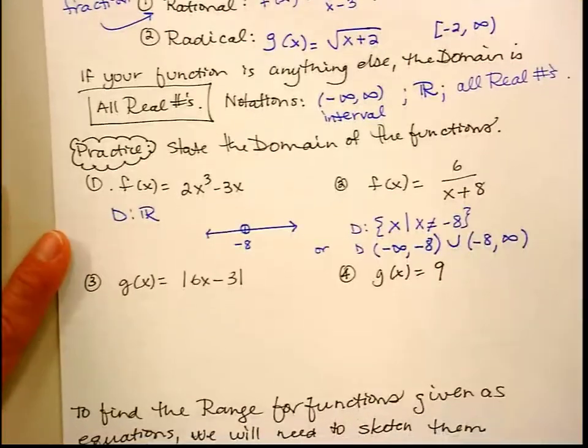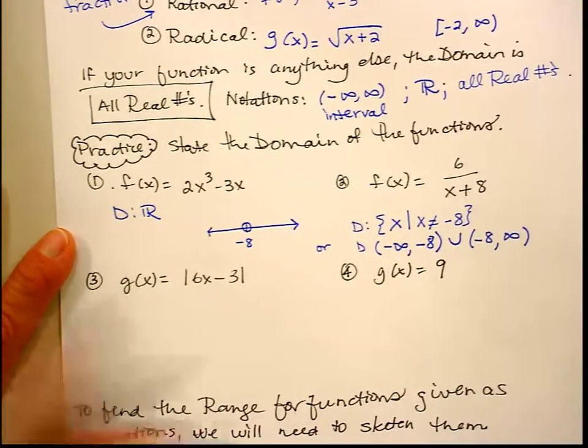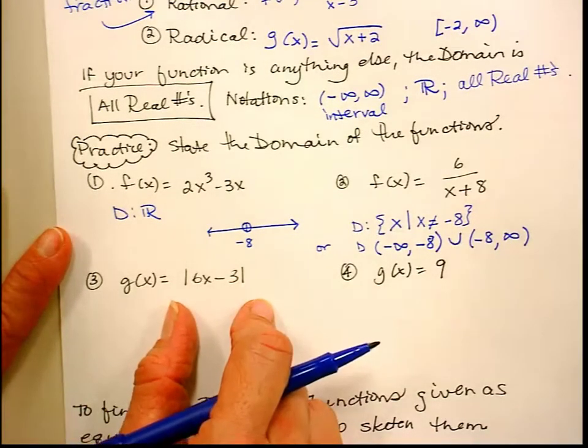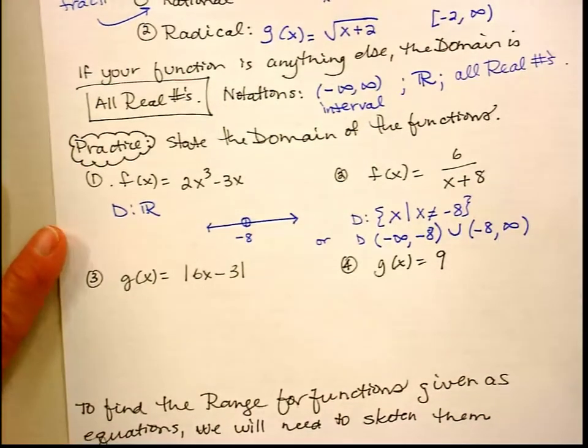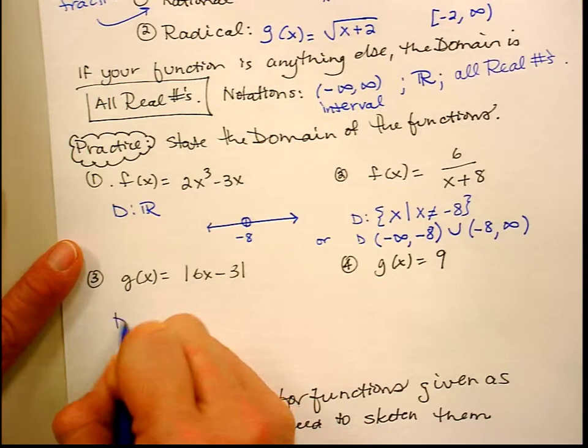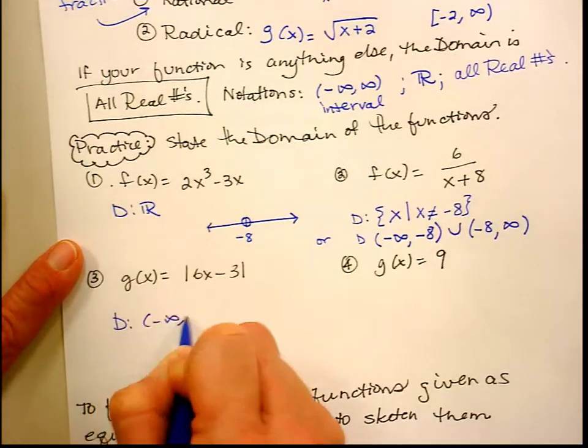Okay, g of x equals, remember that these symbols are absolute value of 6x minus 3. Do I have a fraction? Do I have a square root? That means my domain is exactly all real numbers.